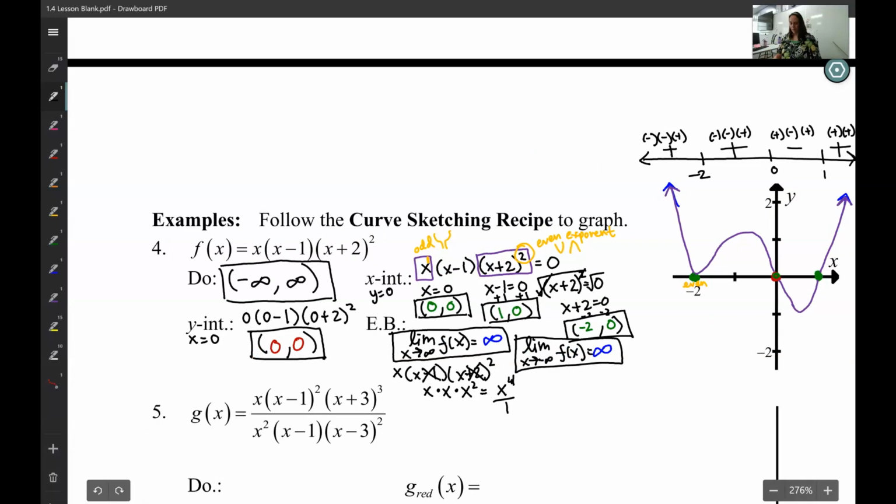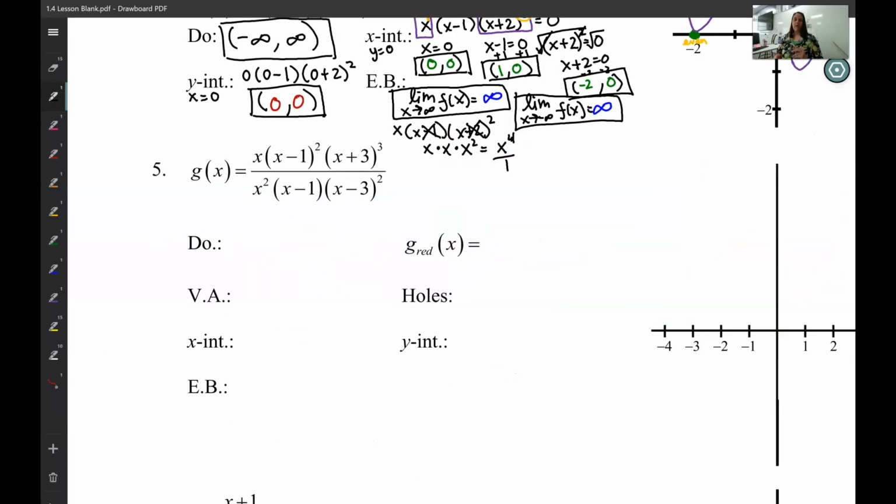In the next problem, we'll try number 5 again, and we'll do another example of sign lines or using even and odd exponents.